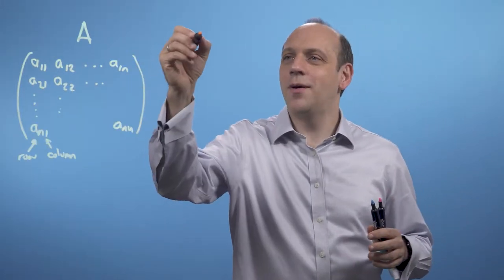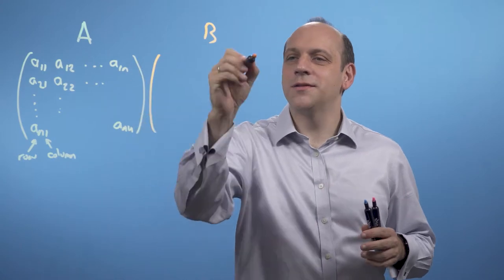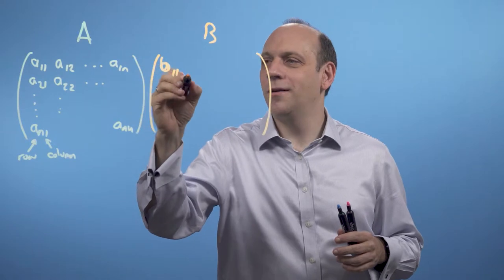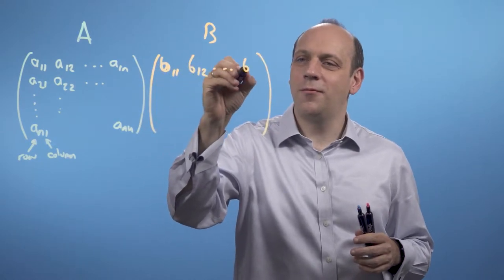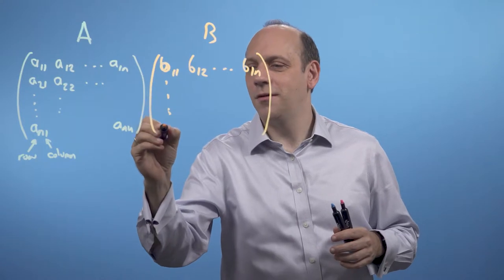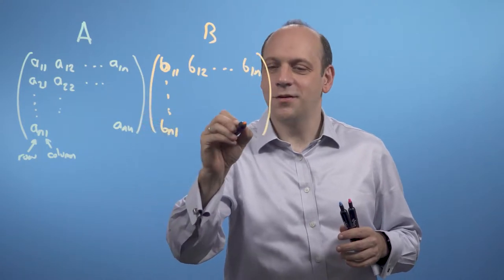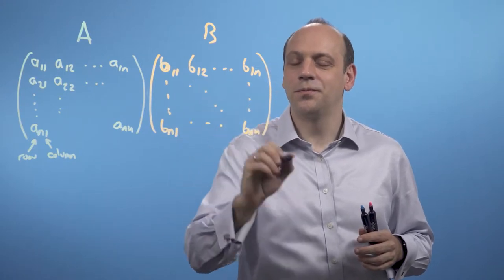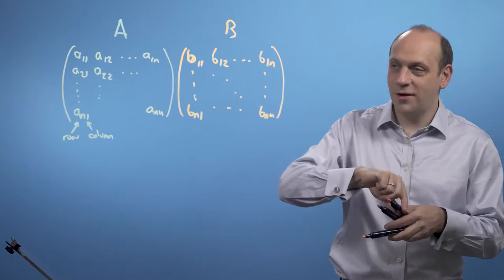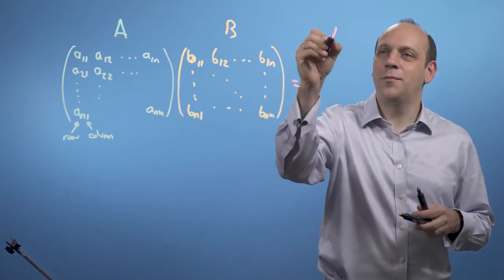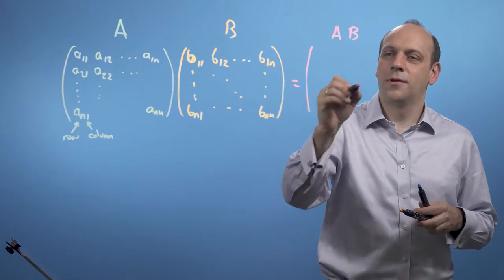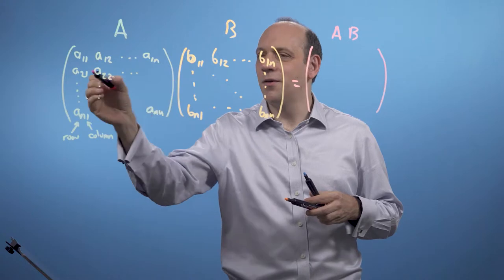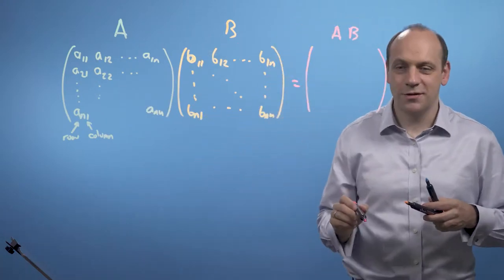Now, if I want to multiply A by another matrix B, and that's also going to be an n by n matrix, and that'll have elements B11, B12, across to B1n, and down to Bn1, and across to Bnn. If I multiply this together, I'm going to get another matrix, which I'll call AB. And then what I'm going to do is take a row of A, multiply it by the elements of a column of B, and put those in the corresponding place.